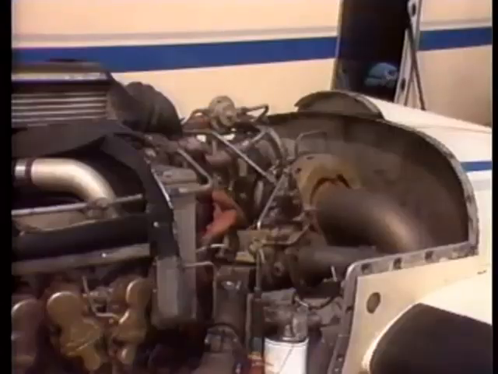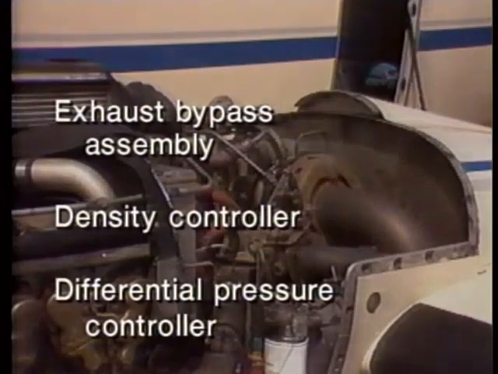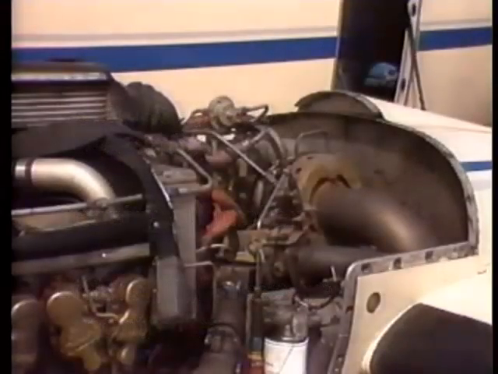Now, the parts of a sea level boosted system are an exhaust bypass assembly, that's the wastegate, a density controller, and a differential pressure controller. They're going to ask you what those parts are. You need to know that. The exhaust bypass assembly is the whole assembly for the bypass, including a wastegate and an actuator for the wastegate, a density controller, and a differential pressure controller. Now, let's talk about what each of those does.